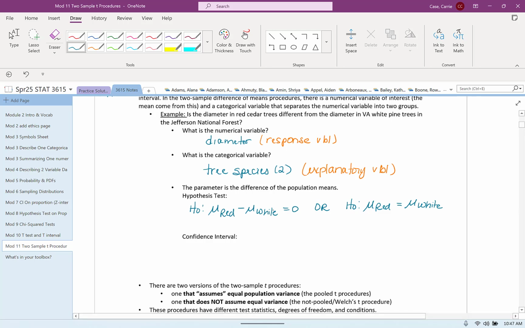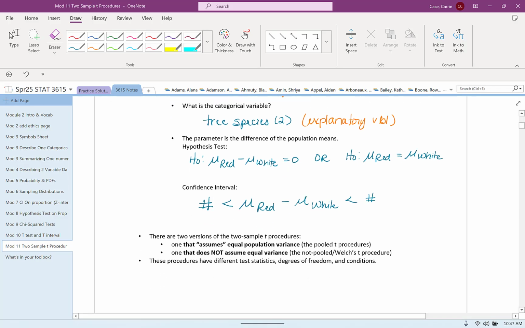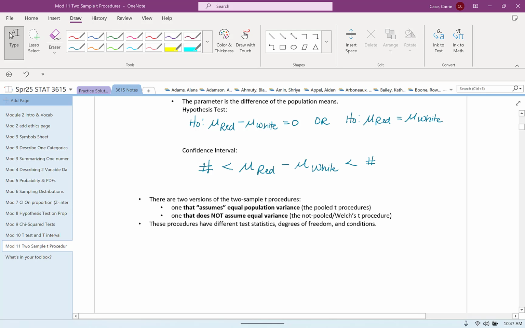For the confidence interval of this same scenario, we're looking for lower and upper bounds that estimate the difference between the mean of the red cedars and the mean of the white pines. So what we're looking for is a lower and upper bound that tells us how far apart the difference of these two groups of diameters are. There are two versions of the two-sample T procedures. One that assumes equal population variance, this is the pooled T procedures, and one that does not assume equal variance, this is the not pooled or Welch's T procedures. These procedures both have different test statistics, degrees of freedom, and conditions.